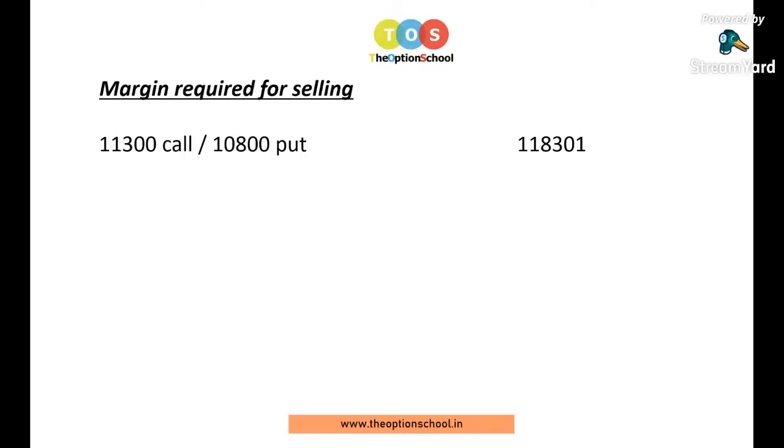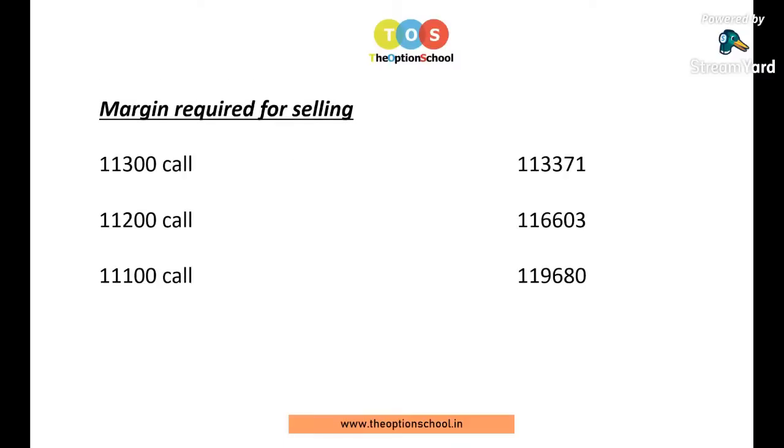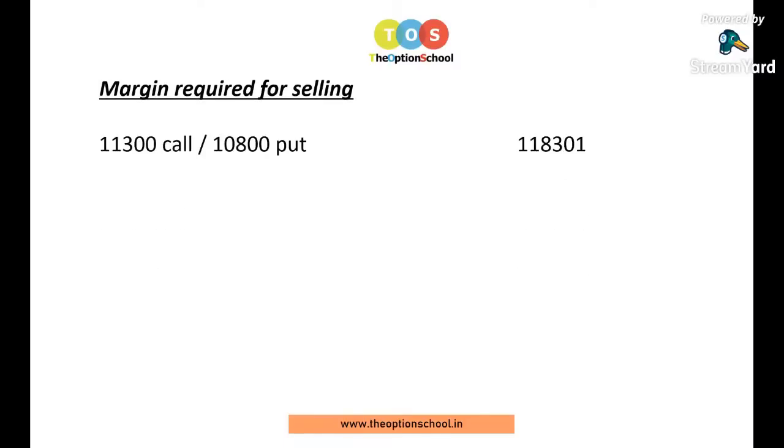See, the margin required for selling a call of 1 lakh was 1,13,000. It just added 5,000 rupees and you are able to sell 10,800 put also. The benefit here is that you are receiving a huge amount of premium by selling 10,800 put also, right? So your ROI can improve drastically.